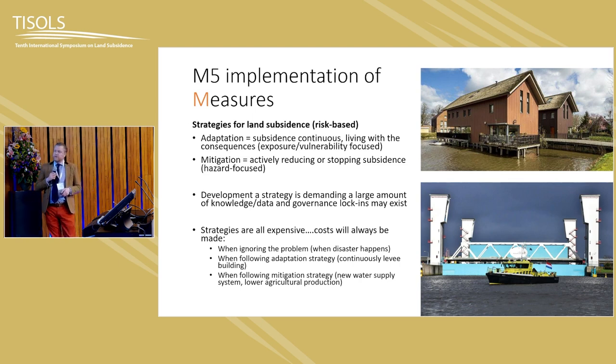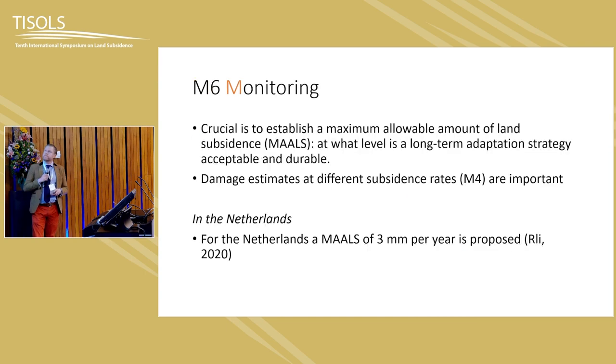And finally, they're all very expensive, whatever you do. So nothing is really cheap. If you do nothing, you will have disaster and you need to rebuild. If you do an adaptation strategy, you need to continuously do levee building and rebuild them because you didn't do anything about the root cause. And when you follow a mitigation strategy, it's very costly because you have lower agricultural production in the Netherlands, or you need a new water supply system if you think of pumping systems.